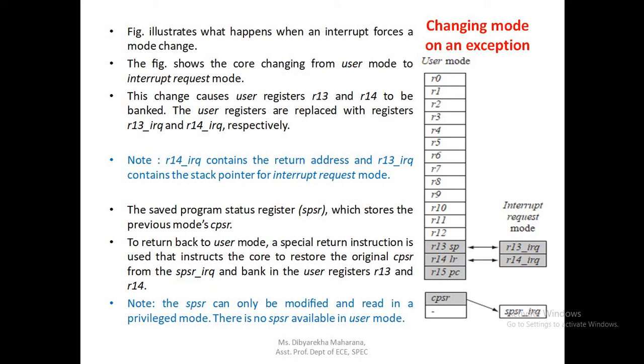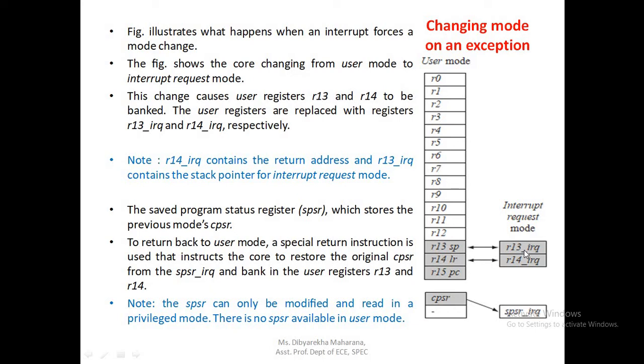How the mode changes on an exception. Now see in the figure what happens when an interrupt forces a mode change. The figure shows the code changing from user mode to interrupt request mode. This is the user mode, this is the interrupt request mode. This change causes the user registers R13, R14 to be banked. The user registers are replaced with registers R13_IRQ, R14_IRQ. The R14_IRQ contains the return address and R13_IRQ contains the stack pointer for interrupt request mode.